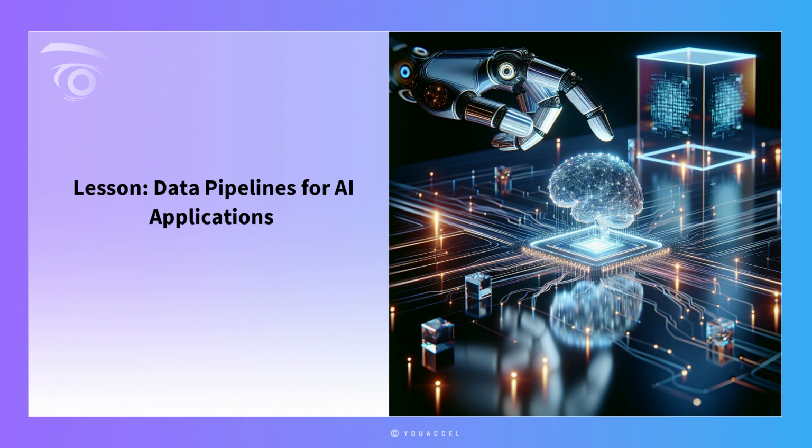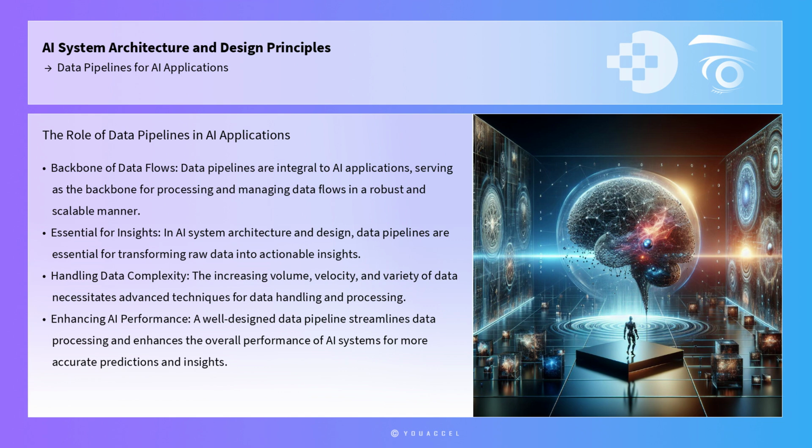Lesson: Data pipelines for AI applications. Data pipelines are integral to AI applications, serving as the backbone for processing and managing data flows in a robust and scalable manner. In AI system architecture and design, data pipelines are essential for transforming raw data into actionable insights, enabling efficient model training, deployment, and maintenance.